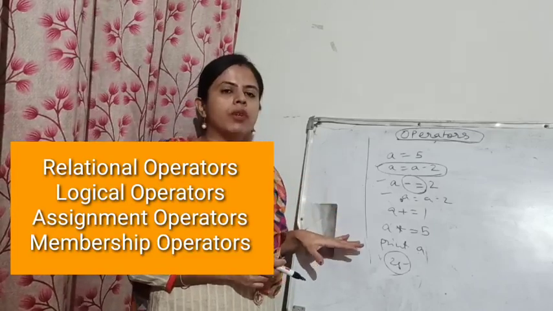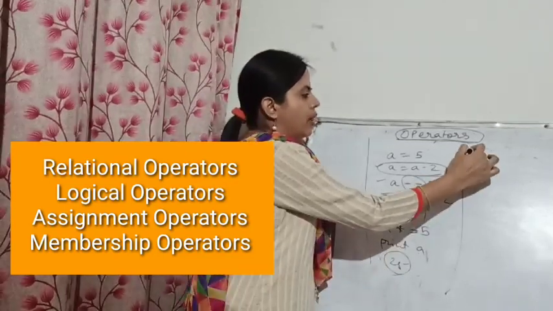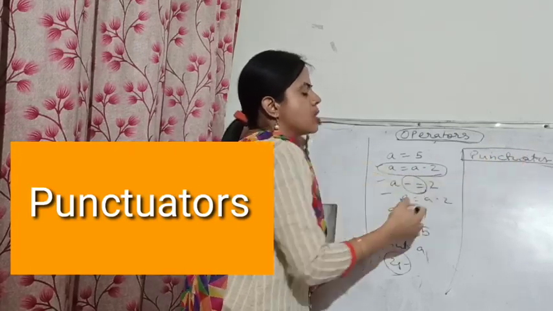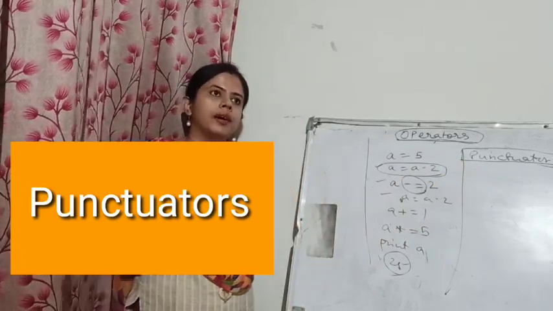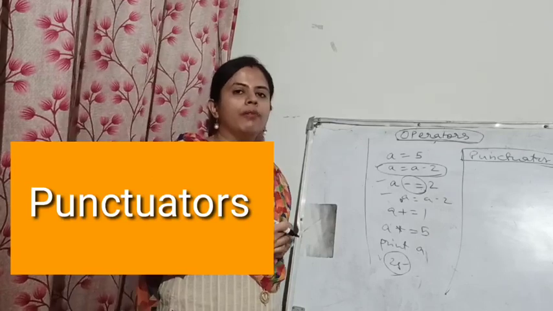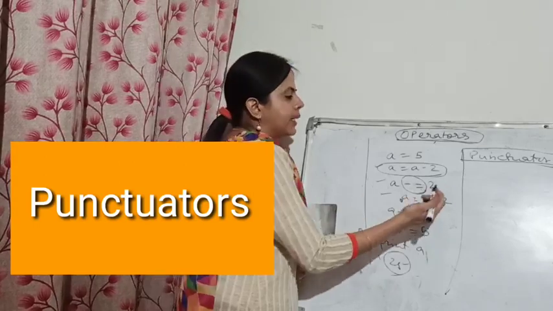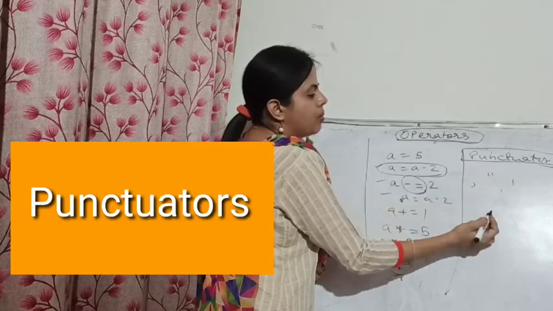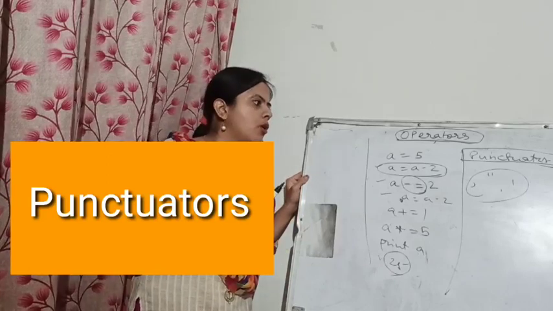Now the last topic of the operators is punctuators, which we have already discussed. I have already told you what punctuators are when we were learning about tokens. So punctuators are the symbols which define the structure of a particular statement. You can write a particular statement in a structured manner. For example, if I am using the comma, the double quote, or the exclamation mark, these will be called punctuators in Python. Okay, so that's all about the operators.